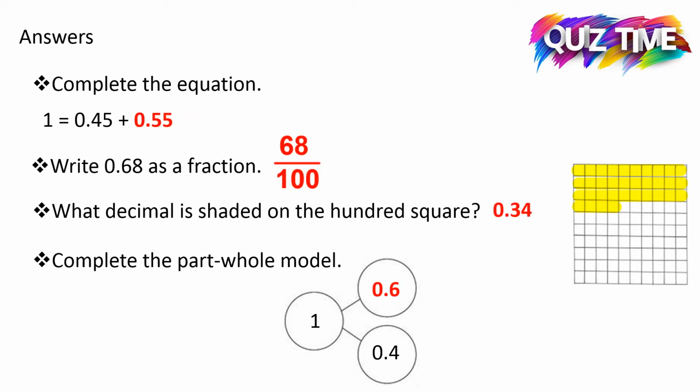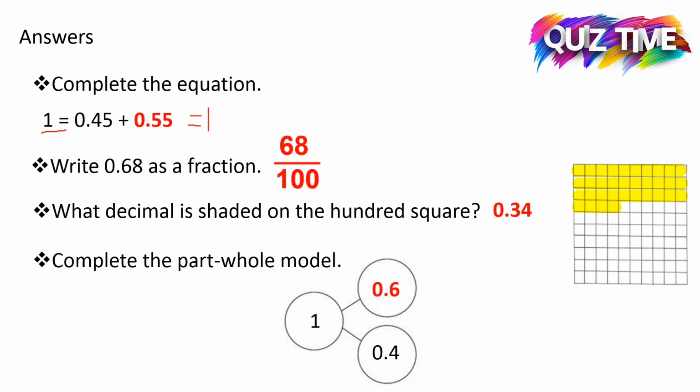Let's go through our answers now. 1 equals 0.45 plus 0.55. So remember, this one could go anywhere. So it could be 0.45 plus 0.55 equals 1. It doesn't matter where the equal side goes to, because we should know that on each side of the equal sign it would represent equal amounts, so don't let that confuse you. And 0.68 as a fraction would be 68 hundredths, 68 over 100.